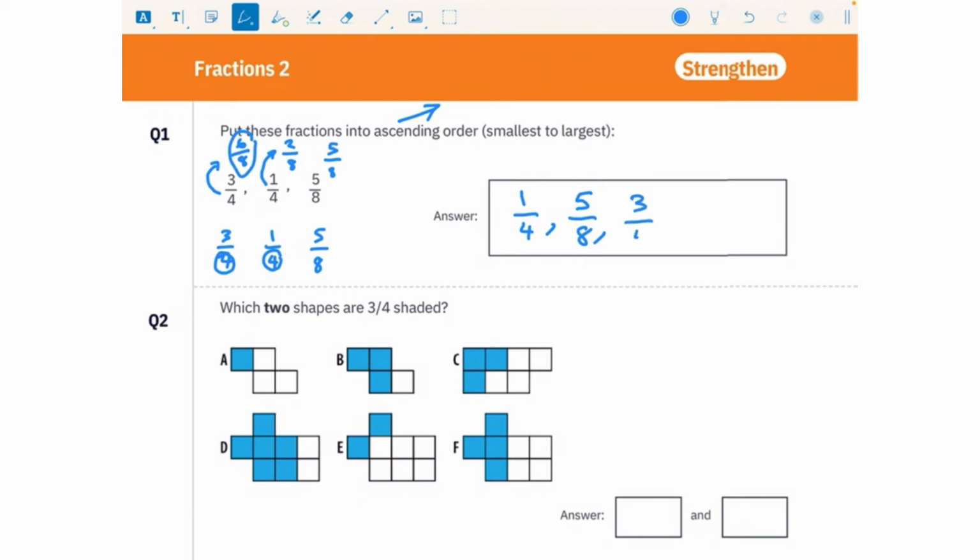If you wrote your answer as 2 over 8 and then 5 over 8 and then 6 over 8, that's absolutely fine as well. I just prefer to put them back in the format that they gave them to us in, just so it's nice and clear.